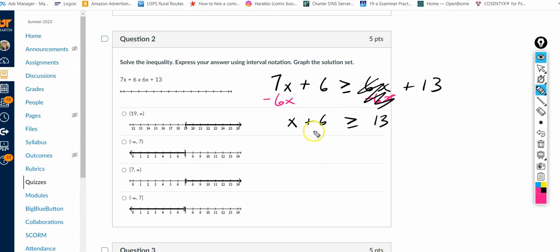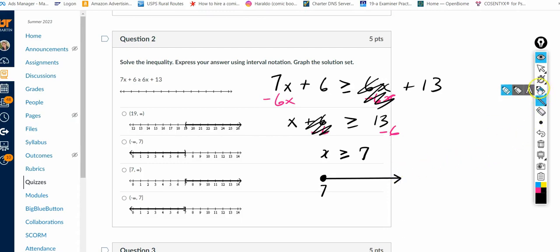And so my next move is to subtract 6 from both sides so I can get the x by itself. And so 13 minus 6 is 7. And so my answer is x is greater than or equal to 7, which is a correct answer, but it's not in the form of the selections. So if I was going to draw x is greater than or equal to 7 on the number line, I would start at and include 7, and then everything to the right. So the arrow's pointing to the right.